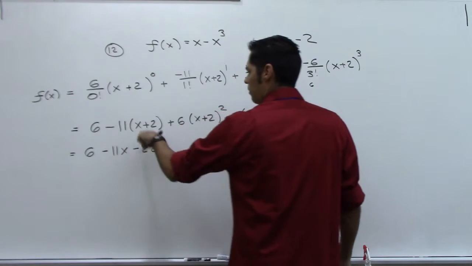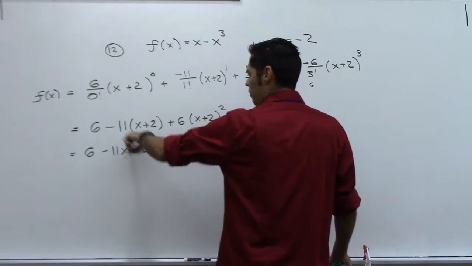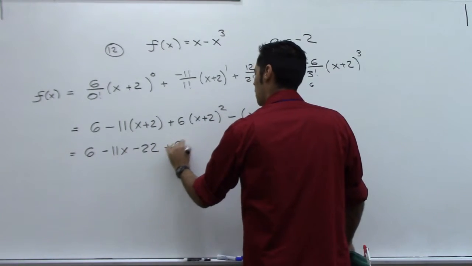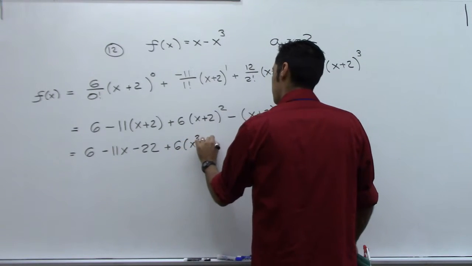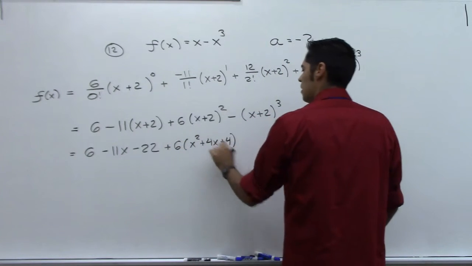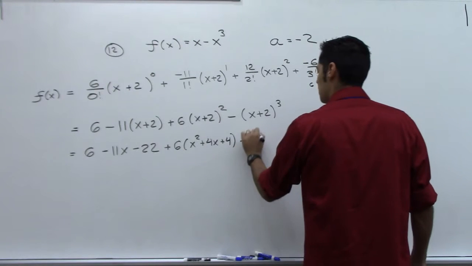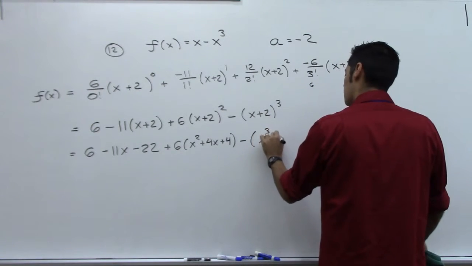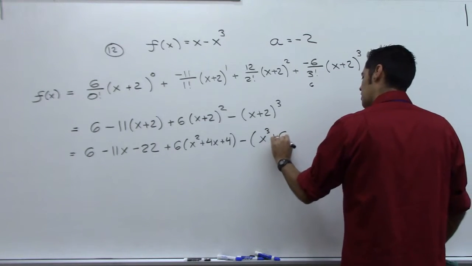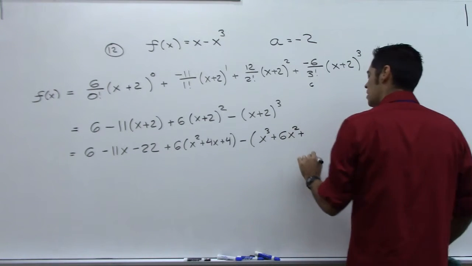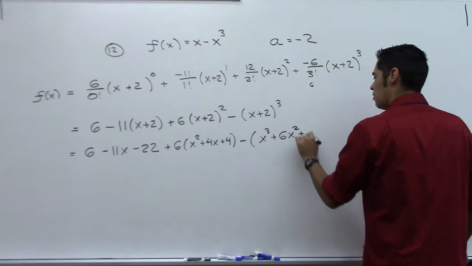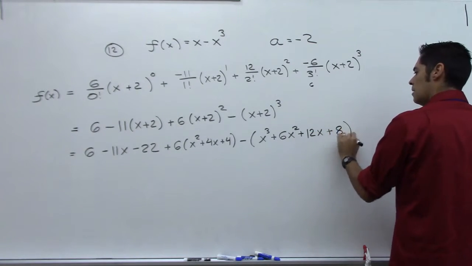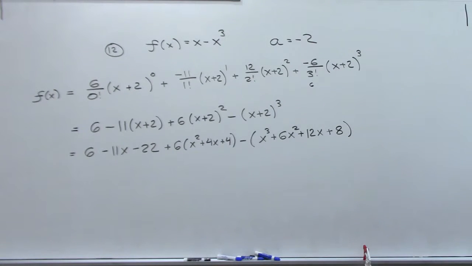Okay, so I'm distributing here. I'm going to square this: x squared plus 4x plus 4. Still have to distribute the -6 through. I'm going to expand this out. It should be x cubed plus 6x squared plus, let's see if I get this right, 12x plus 8. Pretty sure that's what it is.